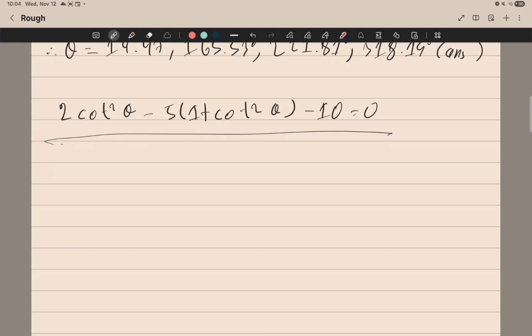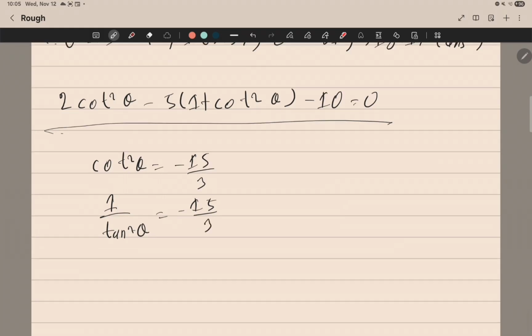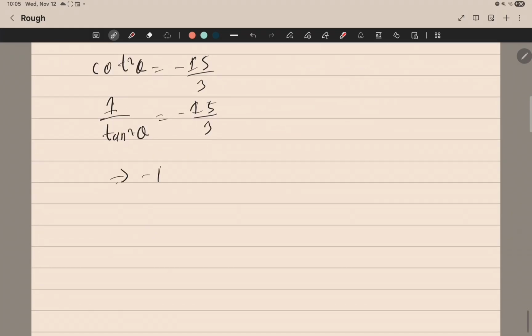I got to cot square theta equals negative 15 by 3. Then I made a mistake, I guess. Wait, let me check something. Okay, so it turns out I did not make a mistake. So basically, I got to this point. I didn't divide 15 by 3. I wrote it, but I didn't divide it. So cos square theta we know is 1 by tan square theta. I thought this was a mistake, but this is not a mistake. I multiplied.